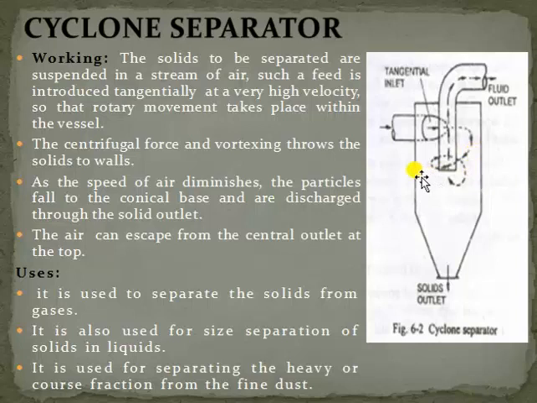The larger, heavier particles move towards the separator wall, and the heavy or coarse particles are collected from this solid outlet. The air can escape from the central outlet at the top. Here it is used to separate the solids from the gases.